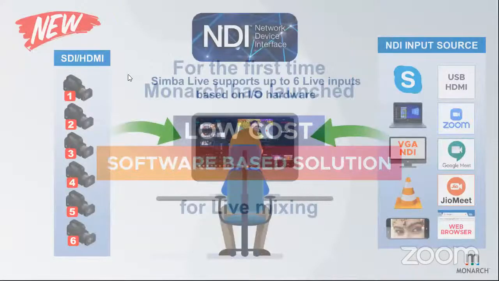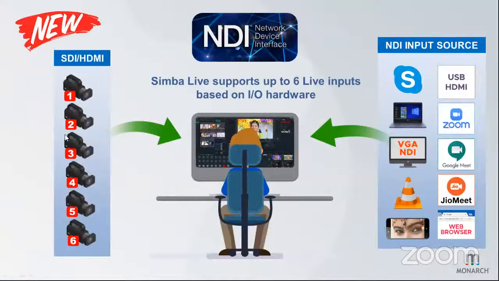So mainly, as we explained, we can have physical camera inputs, but to have the physical camera inputs into Simba, you need a physical input output hardware, which can be Blackmagic, Aja, or Streamlabs SDI or HDMI video input card.